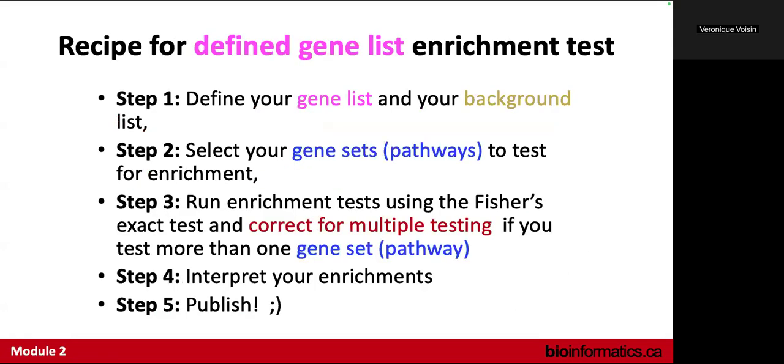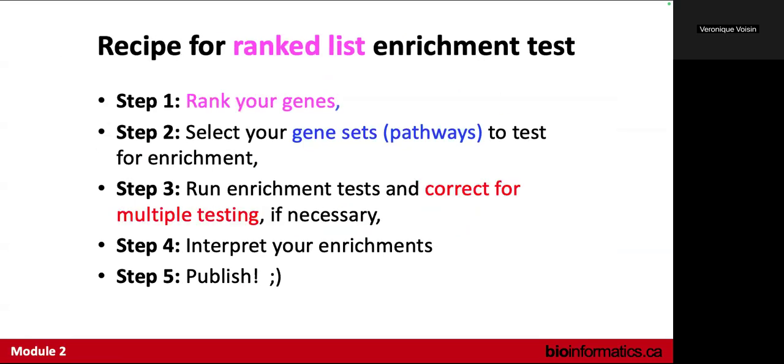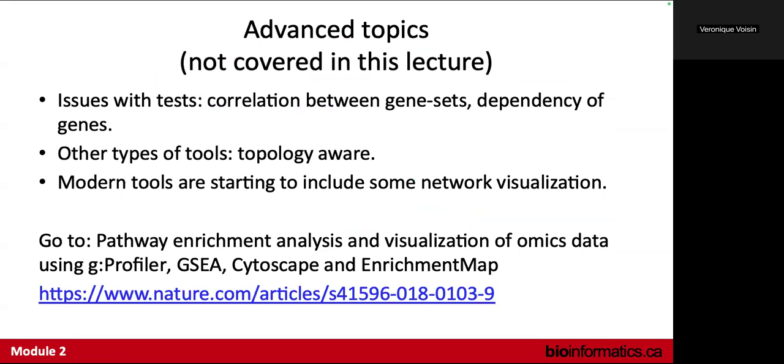So the recipe for a defined gene list is: define your gene list and your background, select your pathways, run your enrichment test, correct for multiple hypothesis testing, and interpret your results. Very similar for the ranked list: rank your genes, select your pathway, run your enrichment test, correct for multiple testing, and interpret your results.